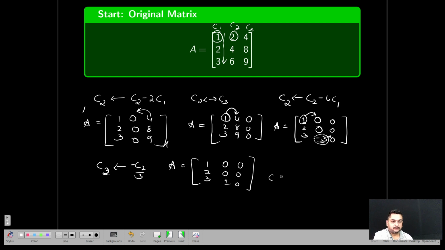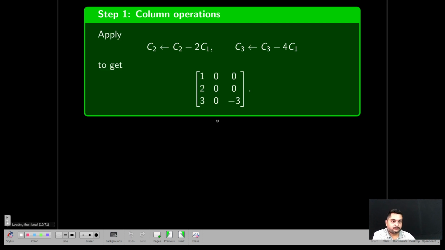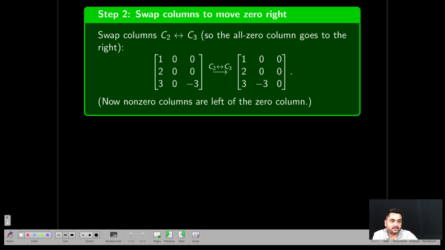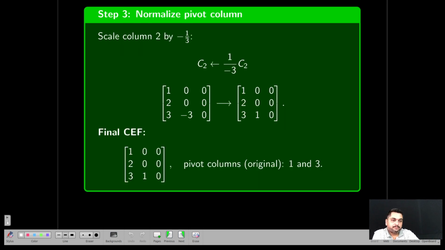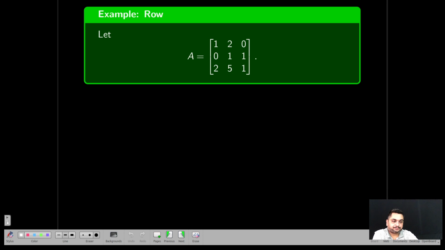This is my column echelon form because it is following all the 3 conditions. It is not further reducible. This is the final column echelon form. Okay. That is the steps they are given. We will solve one more example using row echelon form. Similarly, you can apply for column echelon form.